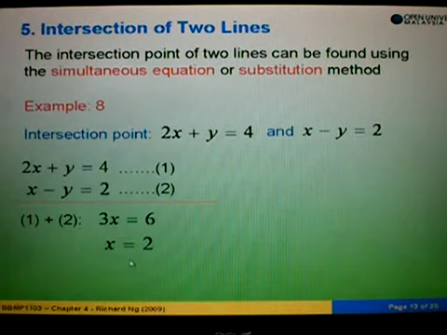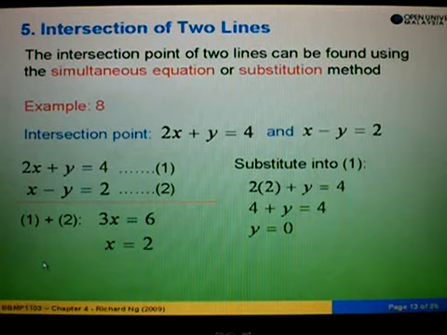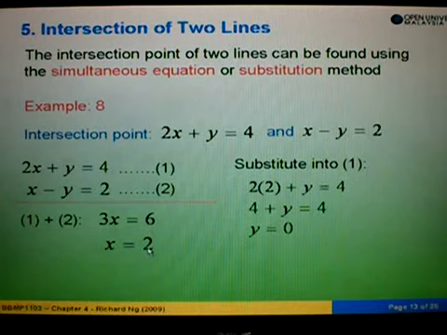And then we substitute x equals 2 into either equation 1 or equation 2 to find the value of y. So in this case, we substitute into equation 1. So substitute x equals 2 into here. We have 2 times 2 plus y equals 4. So 2 times 2 is 4. 4 plus y equals 4.